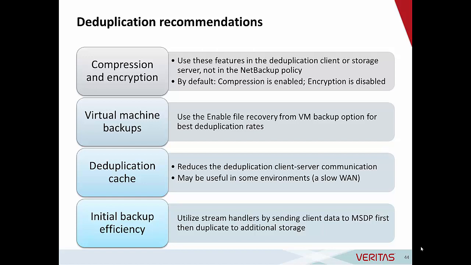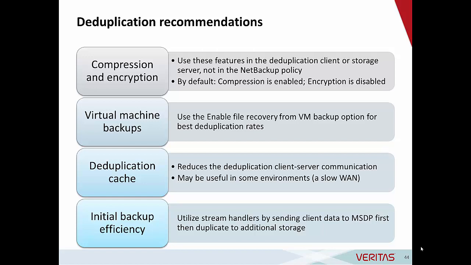When we talk about virtual machine backups to a dedupe disk, generally speaking, doing target dedupe gets you the best performance there. Always make sure to use the enable file recovery from VM backup option, so that NetBackup actually analyzes the files inside the VMDK or VHD file and not just a big blob of data.